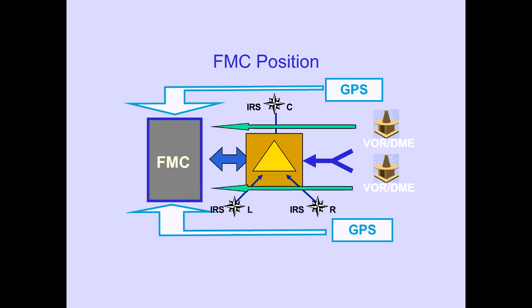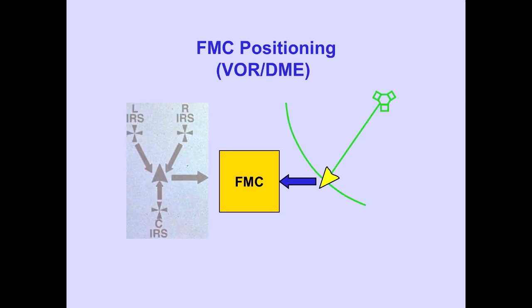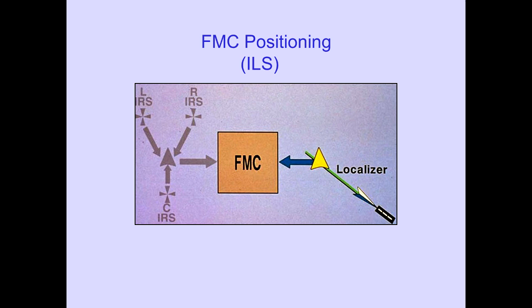The FMC also uses 2 DME signals to further refine the FMC position. When only one DME is available, the FMC will use a VOR bearing with the DME distance to further refine the FMC position. During an ILS approach, the FMC will use the ILS localizer to further refine the FMC position.